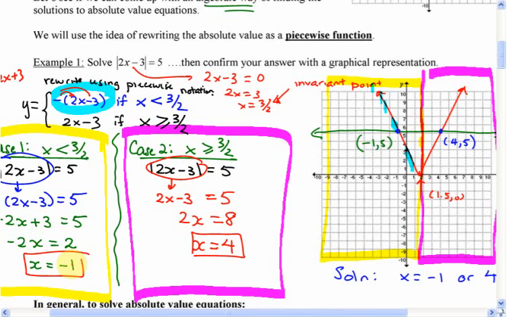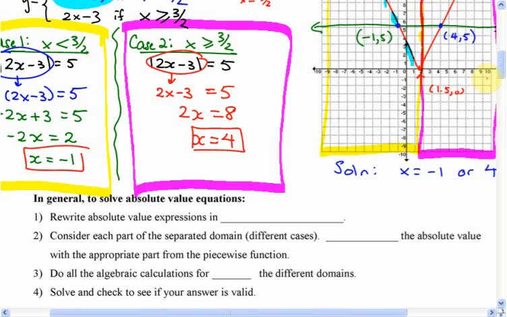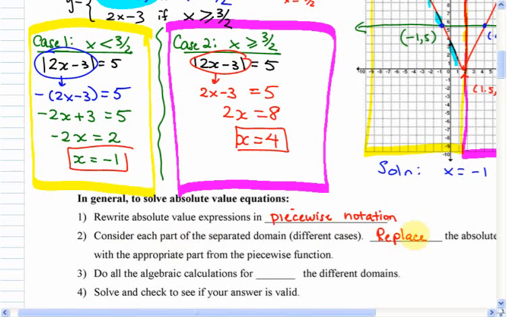So in general, let's take a look and quickly review. What do we do? I said, let's rewrite your absolute value expression in piecewise notation. That's something you need to do first. Step 2 says, consider each part of the separated domain, which is the different cases. And then you need to replace the absolute value with the appropriate part from the piecewise function. So this step here in number 2, replacing, is what I did up here when I went from there to there. That's the replacing part.